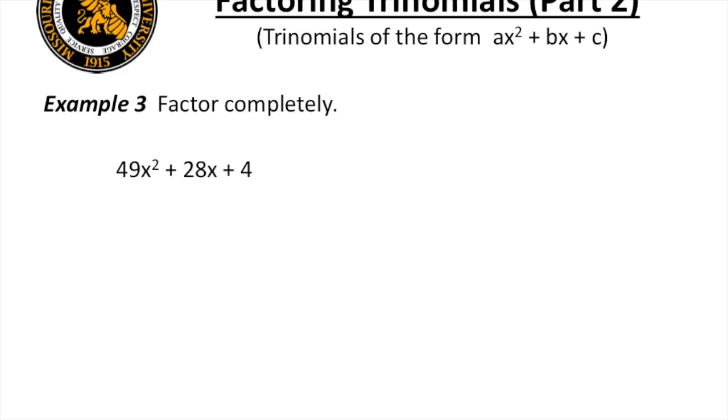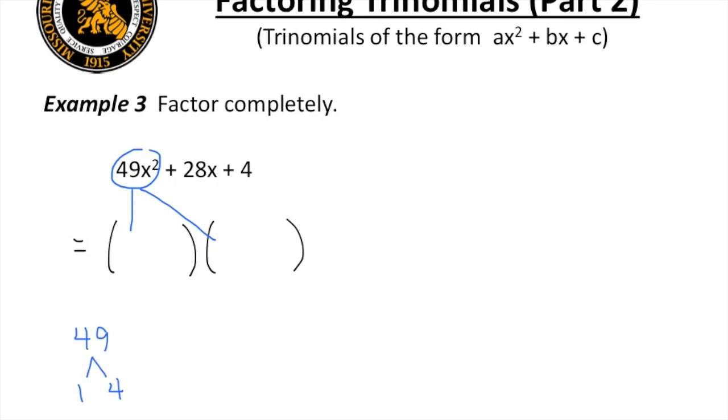In example 3, we're given the trinomial 49x squared plus 28x plus 4. Notice that there is no common factor among the three terms in that trinomial. Moving straight into factoring, we look for the factors of 49x squared to place in the front of each binomial. Considering the factors of 49, there are two factor pairs for 49, 1 and 49 and 7 and 7.